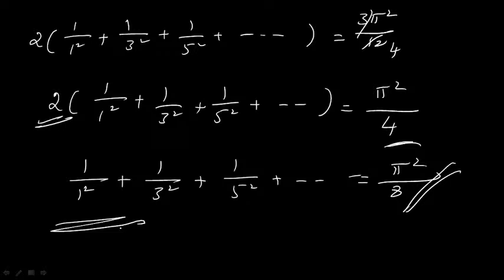Up to this, I hope you got a clear idea about how to find the Fourier series representation of the given function f of x equal to x square, defined in the closed interval minus pi comma pi.